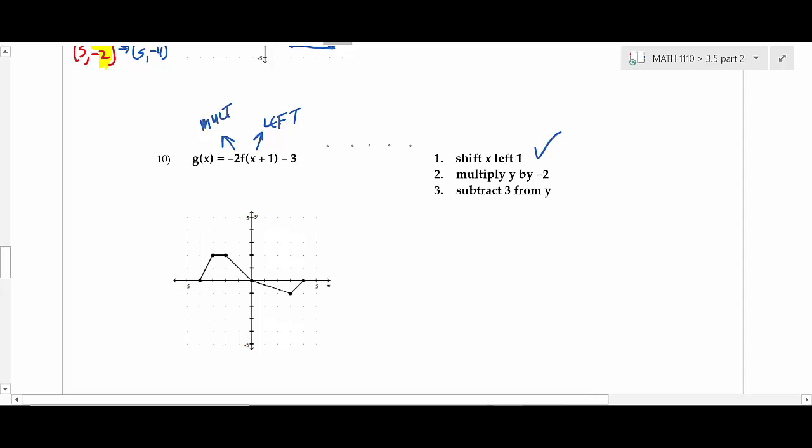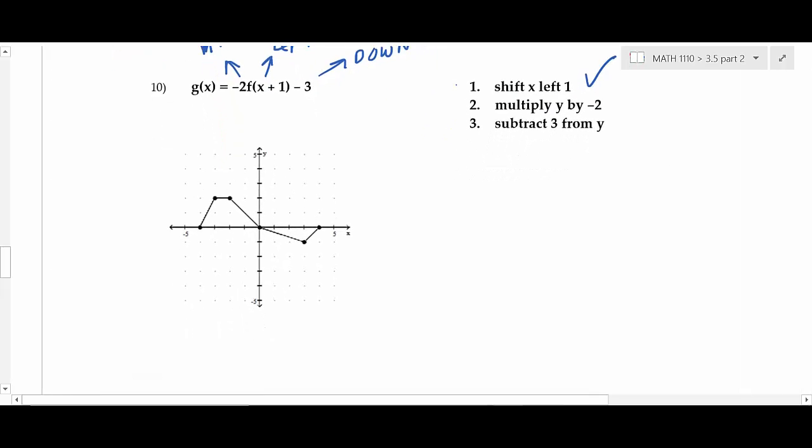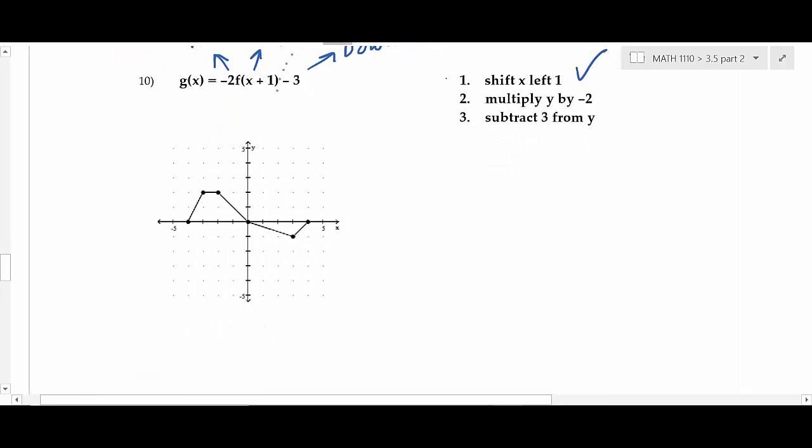Okay, and then finally you're going to take everything down 3. Now you have to do it in this order that I have on your handout. You have to do left first, then multiply, then subtract 3. What I would recommend, you don't have to write these points out, I just find when I teach this, students tend to do better on exams when they do this.